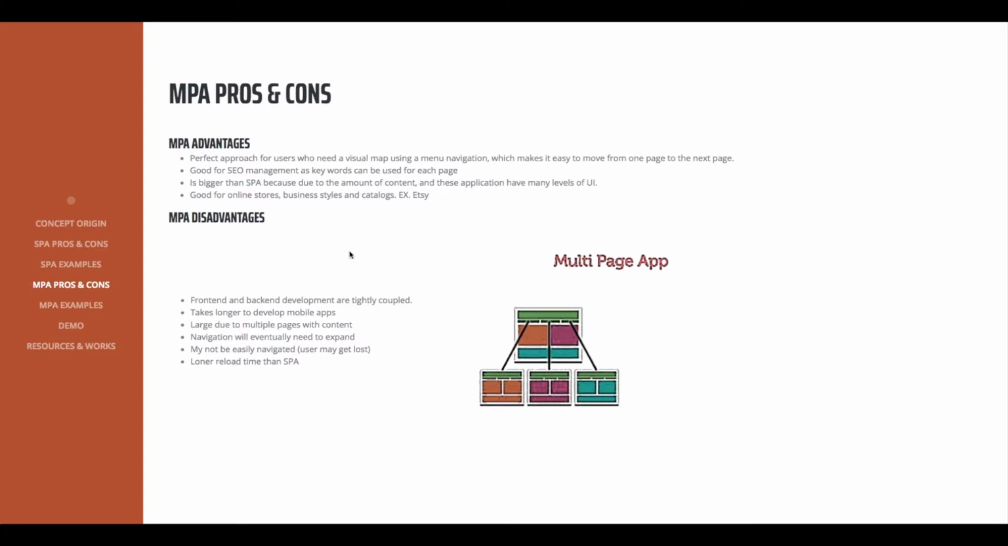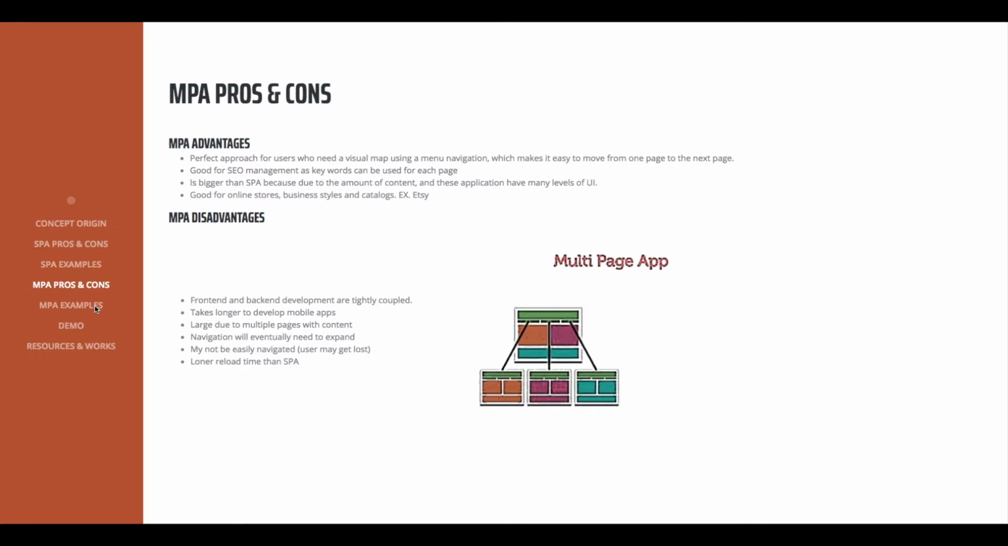Multiple page applications, or MPAs, work differently than SPAs because when you click in your navigation, instead of loading in the same page, MPAs render new pages. Advantages of MPAs include that it's a perfect approach for users who need a visual map when using the menu navigation, which makes it easy to move from one page to the next. It's good for SEO management as keywords can be used for each page. It is bigger than an SPA due to the amount of content, and these applications have many levels of UI. It's good for online stores, business sites, and catalogs.